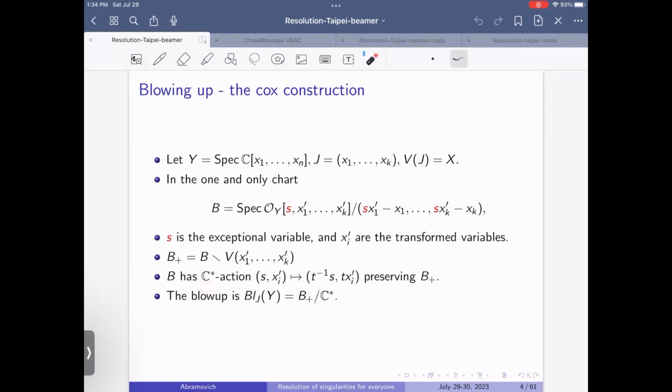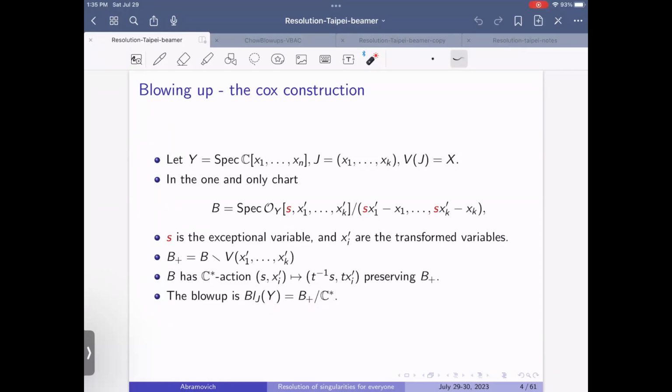We have a C star action on this variety B, and it fixes this locus, so on B plus. The C star action acts with weight 1 on the xi prime, the transformed variables. It acts with weight -1 on the exceptional variable. And the reason we do it is so that the product, which is the original variable, is invariant, the C star action doesn't see it. So there's a C star action acting trivially on the original Y, but acting in an interesting way on B and on B plus. And the blow up is simply the quotient of B plus by C star.